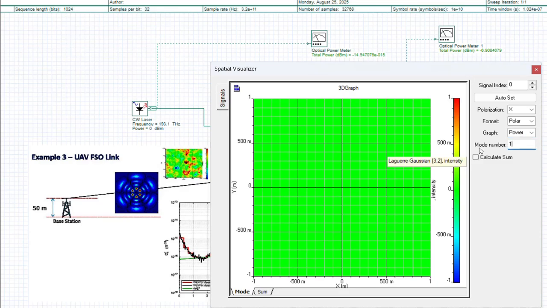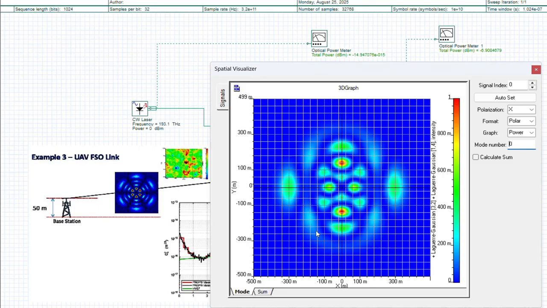So now we can see here that the mode order 1 is empty. If we go down to mode order 0, we have a single coherent mode. That is the sum of all of the input X modes, for example, mode 0 and mode 1, and then propagated down the FSO link.